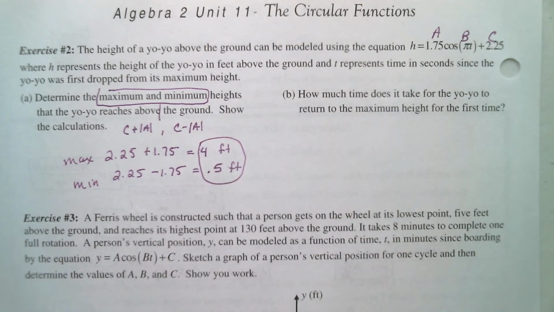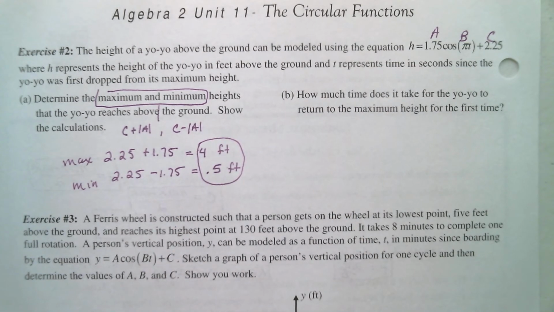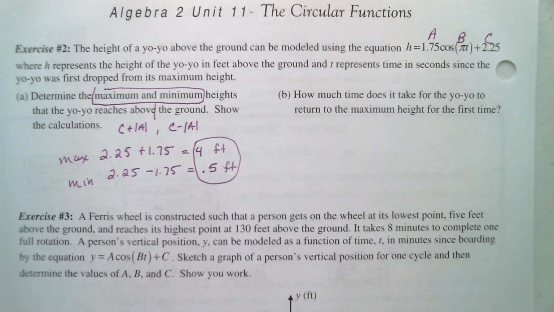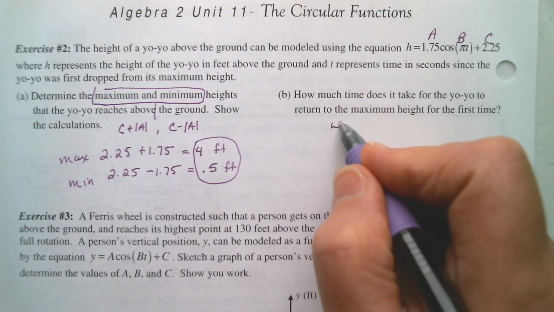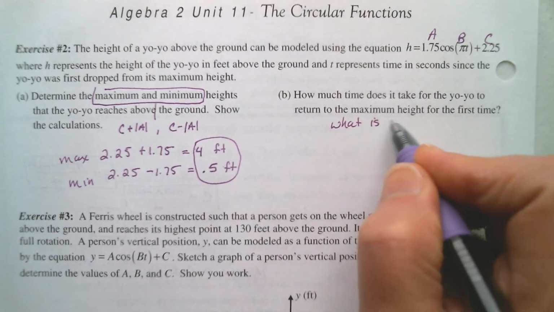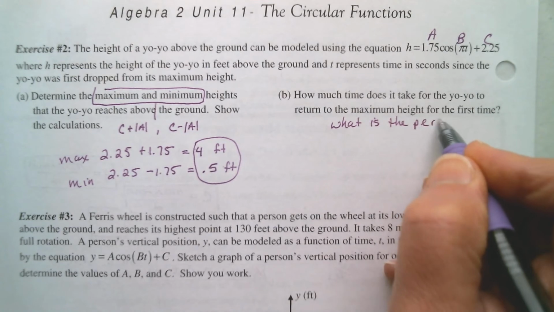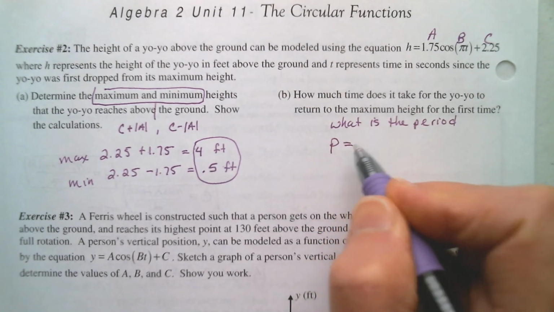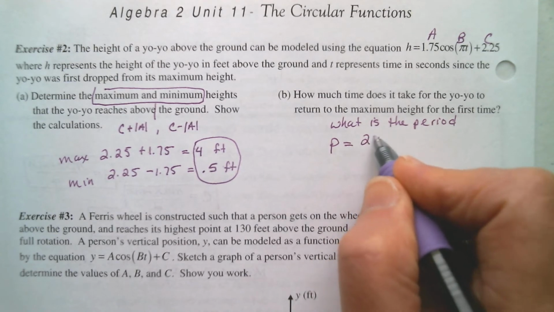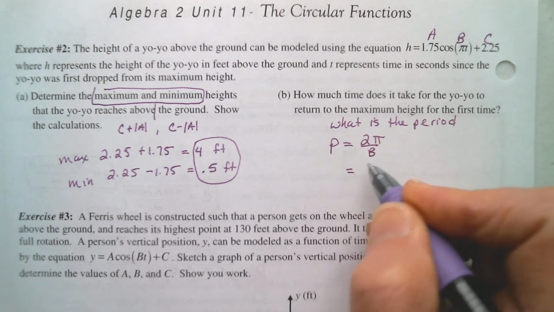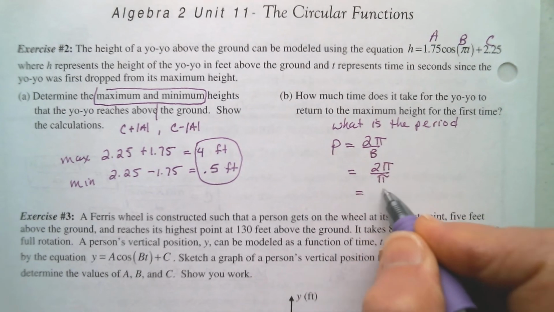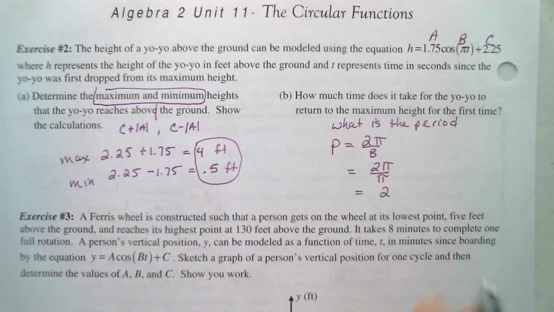How much time does it take for the yo-yo to return to the maximum height for the first time? So in other words, it's asking us, what is the length of the period? Formula 2 pi over b. 2 pi over pi is equal to 2. 2 seconds.